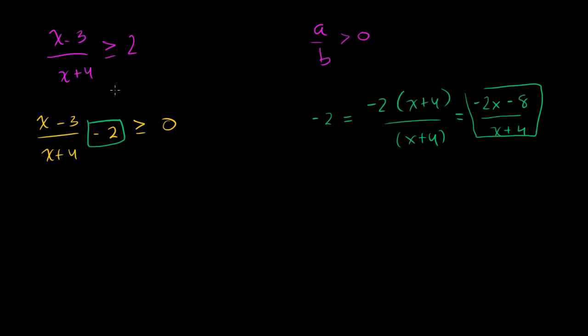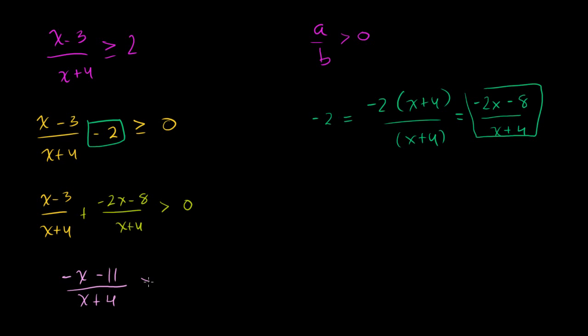But let's write it this way because then we can add them. So if we write it that way, I have x minus 3 over x plus 4. And I wrote it that way so I have a common denominator. And then I have plus minus 2x minus 8 over x plus 4 is greater than 0. I have a common denominator. That was my whole point of doing this. And so I have a denominator of x plus 4. And then when you add these two things, you get x minus 2x. That's minus x. And then you have minus 3 minus 8. That's minus 11 is greater than 0.